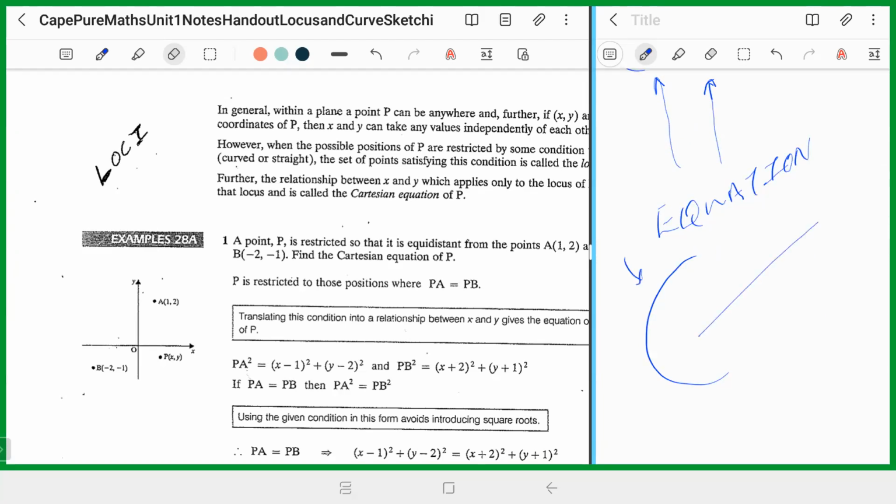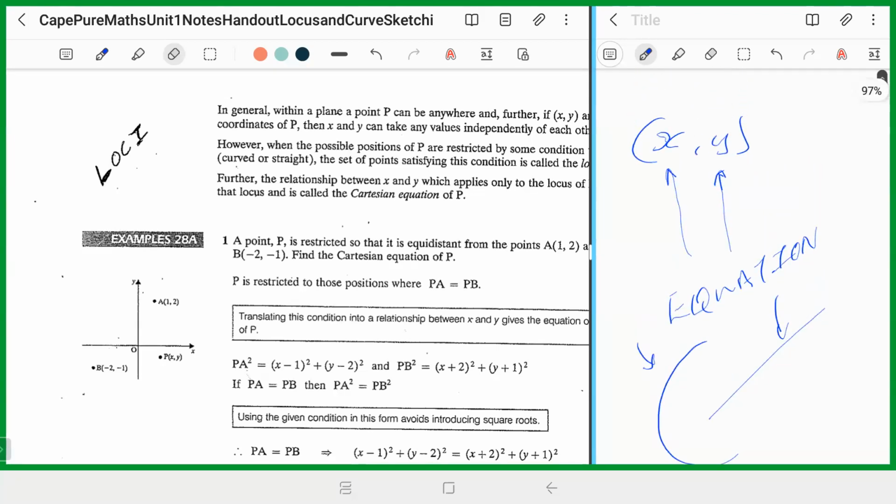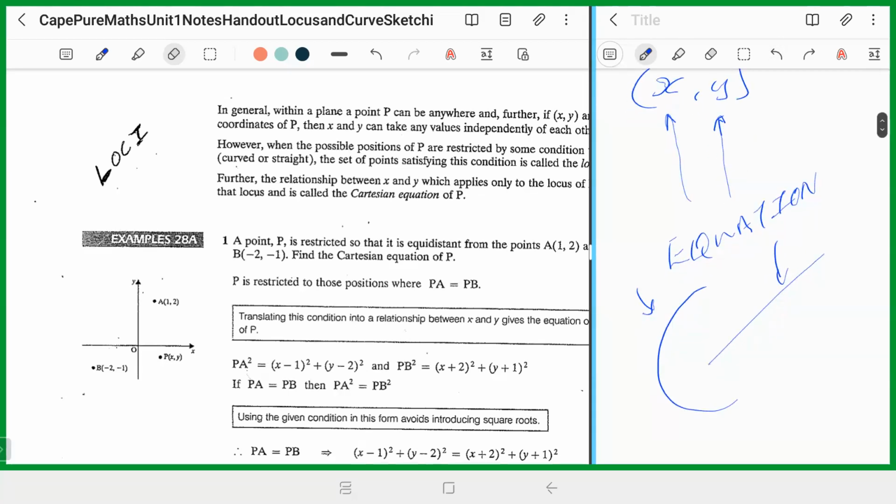The curve that connects the x and the y basically defines the possible locations of that point. So the possible location of that point that follows that rule might be on a curve or it might be on a line. That curve or that line is called the locus, and the equation is called the locus of the point. All right? So in a nutshell, what I've just said, that's what it is.